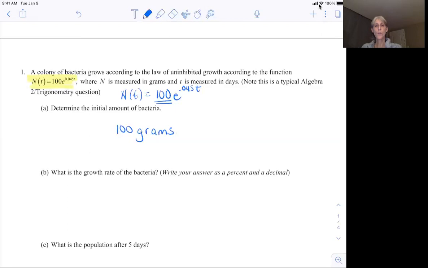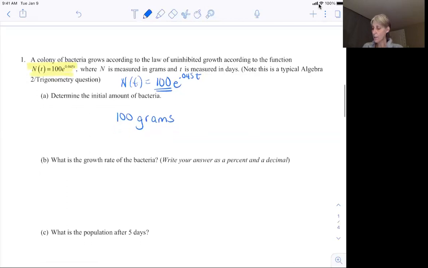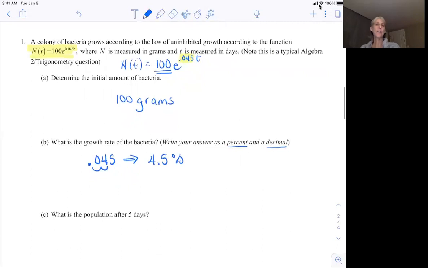What is the growth rate of the bacteria? I want to write this as a percent and a decimal. Looking at our formula, our rate is the K value. As a decimal, it's 0.045. As a percent, remember, we move the decimal 2 places, it's 4.5%. It's good just to understand how these things work together.